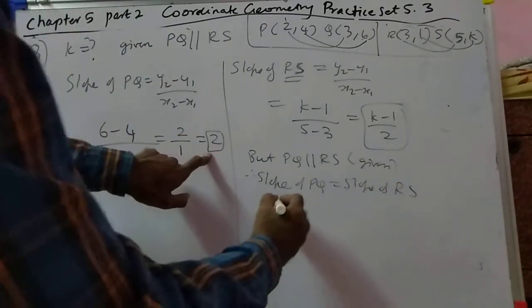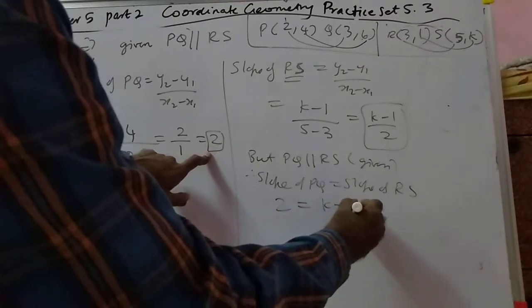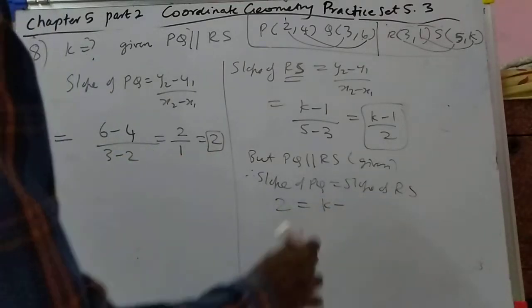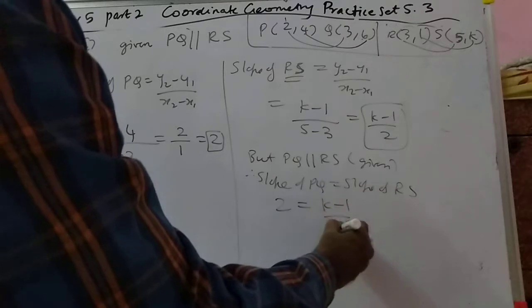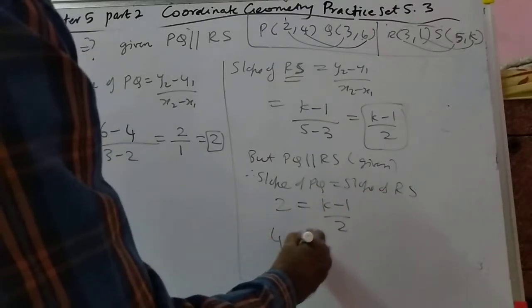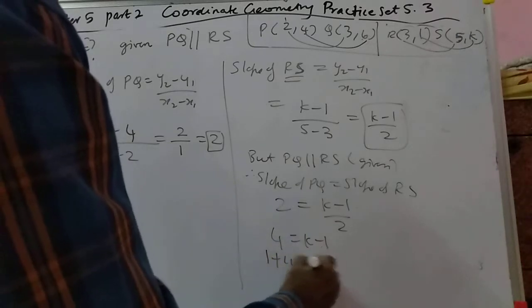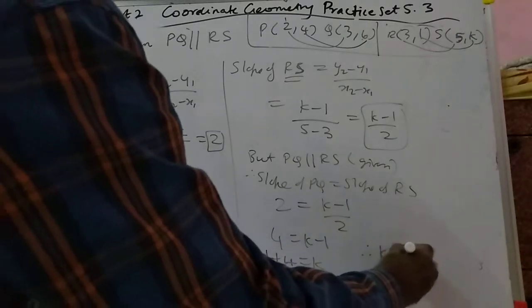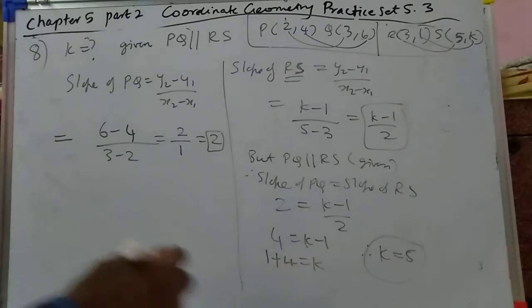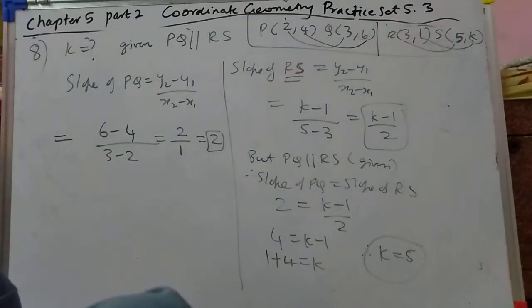So this is the slope, 2 is equal to k minus 1 upon 2. It will go this side. 4 is equal to k minus 1. Take it this side. 1 plus 4 is k. Therefore, k is equal to 5. Okay, I hope you got this. Next time we do problem set 5.